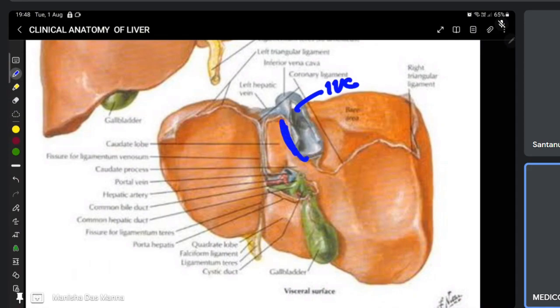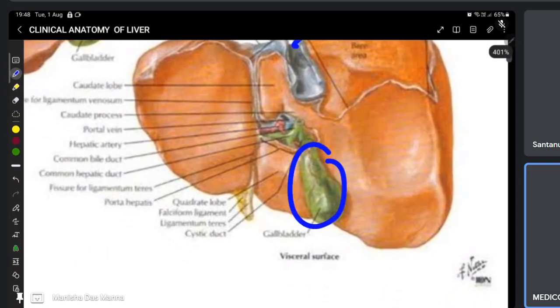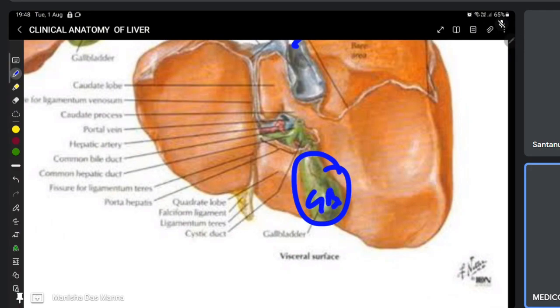Another important structure is the gallbladder, where the bile juice is stored and concentrated. Bile juice is secreted from the liver, but it is stored and concentrated in the gallbladder, which is also lodged within a fossa. If you remove the gallbladder, you can appreciate a fossa on the posterior aspect of the liver. This is called the gallbladder fossa, in which the gallbladder is lodged.